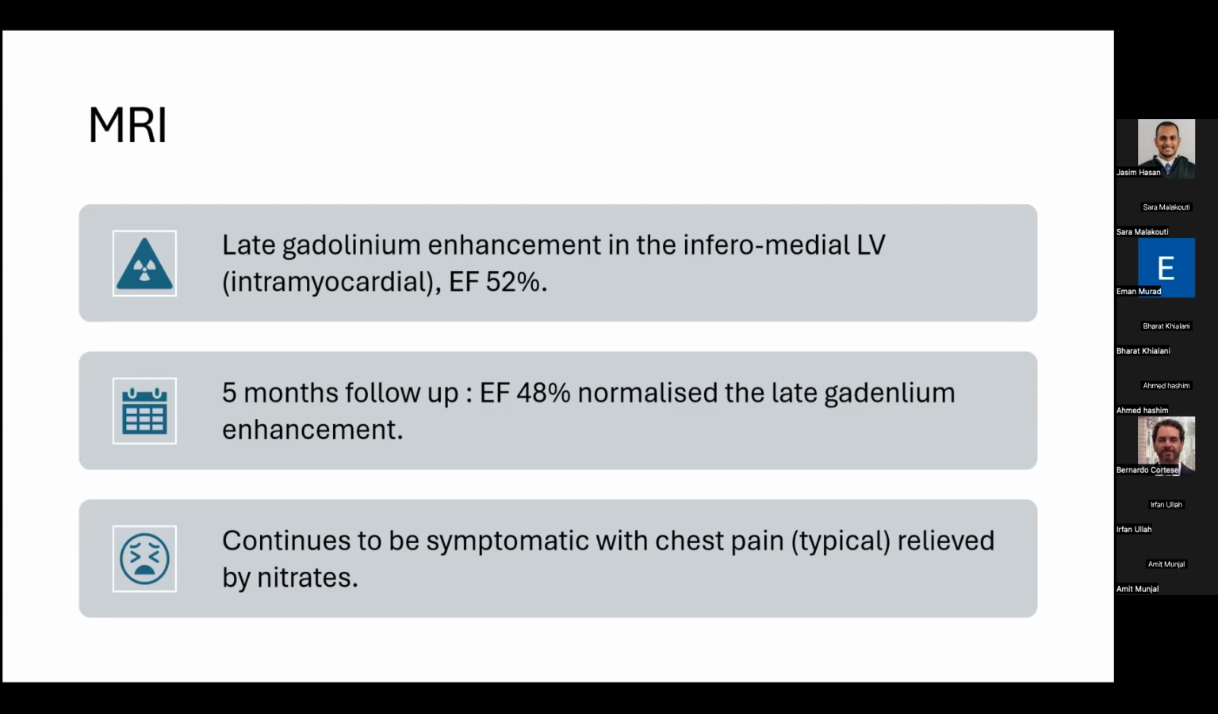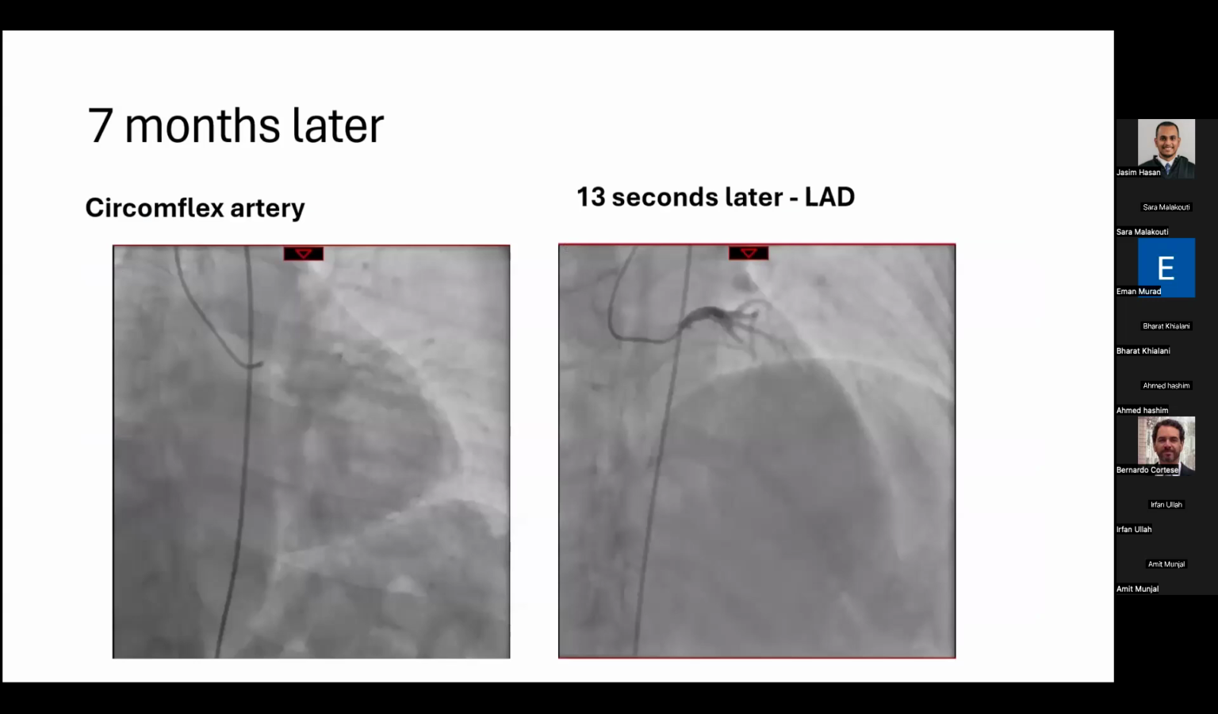She continued to have chest pain for the 5 months, usually relieved with nitrates. We did the MRIs. We saw her in consultation. The ejection fraction was 48, estimated by the radiologist, but the late gadolinium enhancement had normalized. So we said, okay, it's time to do the provocative test.